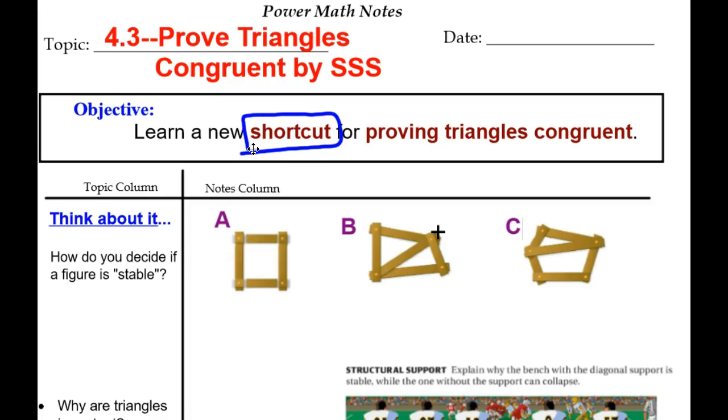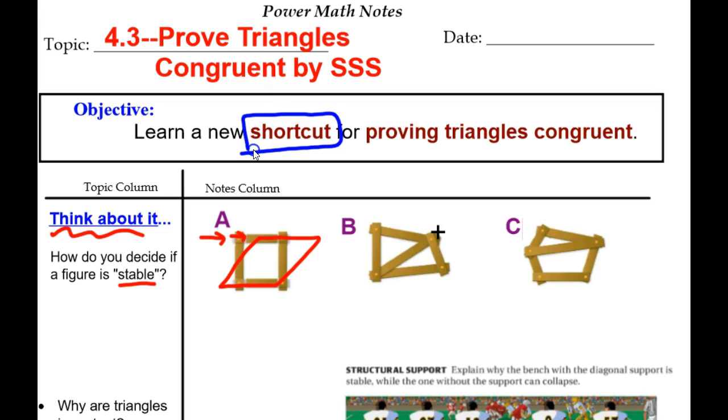Okay, the first thing we're going to think about is this little situation that I have here. We want to know, how do you decide if a figure is stable? If you look at these three figures, which one is the strongest, meaning if you pushed on any one of the corners, it would not bend? The difference is the number of sides and the shapes on the inside. If you take letter A and push on it right here, it would slide over the harder you push on the left, the top. We would consider that not stable.